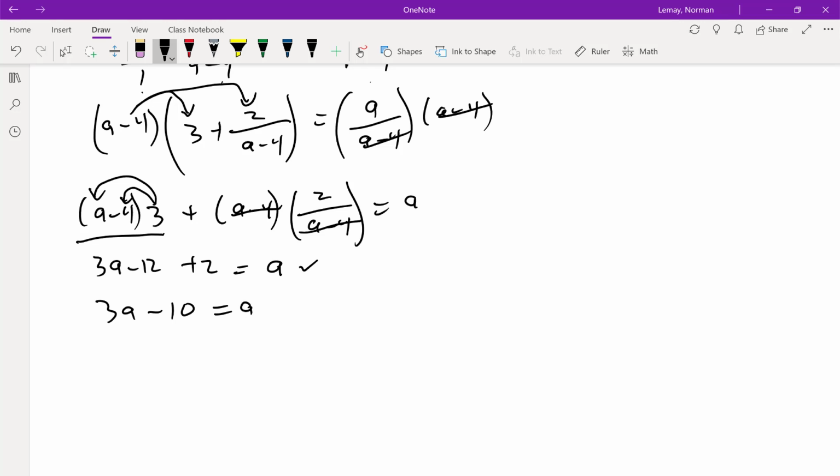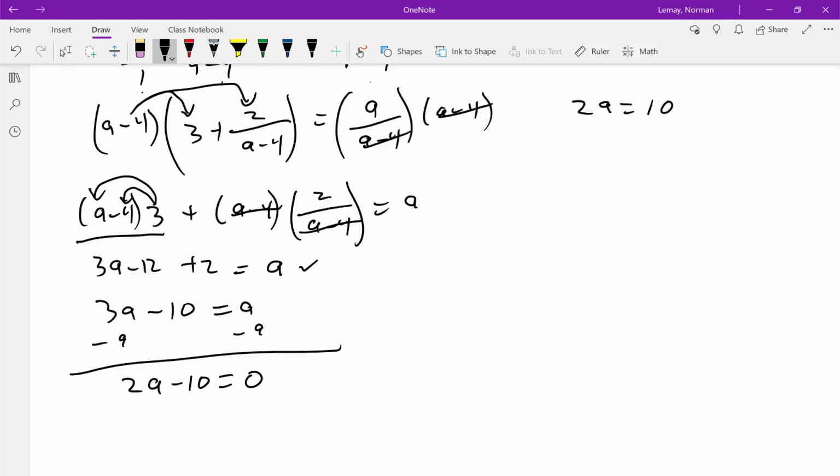Bring my a's all to one side. So I'll subtract my a. So 2a minus 10 equals 0. Again, back to this linear equation. So 2a equals 10. Again, just add 10 to both sides, and then divide by 2. So a equals 5. And this is our solution.